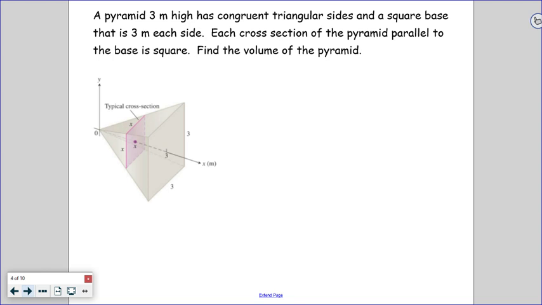So one of the things we're going to want to always do is just analyze our cross sections to start with. So what you'll always see me do is take one cross section to represent all cross sections and identify for myself what I know about that cross section. I know it is a square. I don't know exactly how big because it depends on where in the pyramid it would be located. Obviously closer to the top or the peak of that pyramid, it would be a smaller square. As we head towards the bottom, a bigger square all the way up to a 3 by 3.